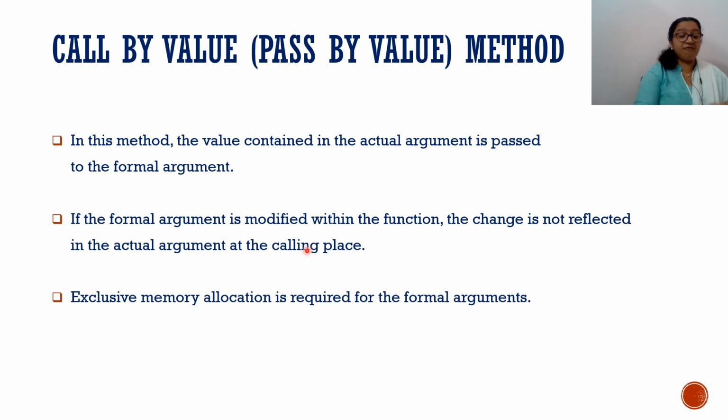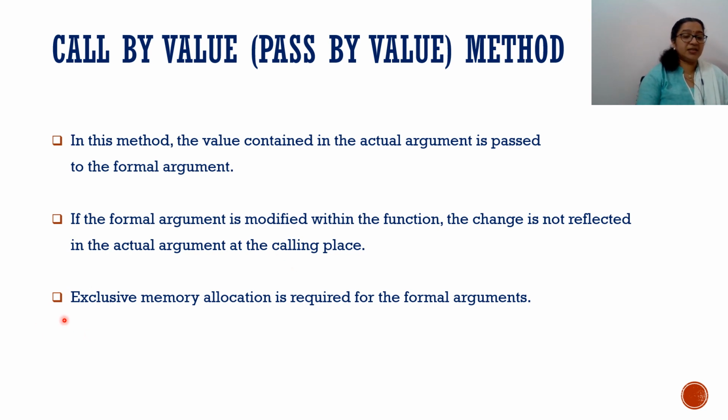That will not reflect in the actual arguments. If any changes we are making in the formal one, it will not affect the actual one. That is the main important point of call by value. Understood? So what is happening when you are passing?